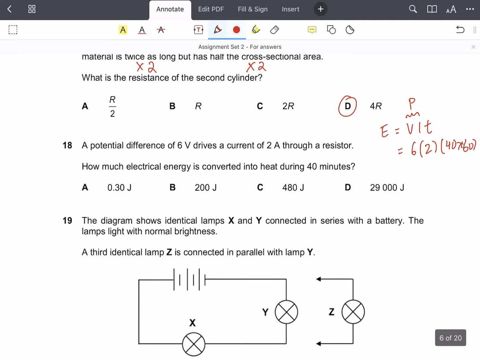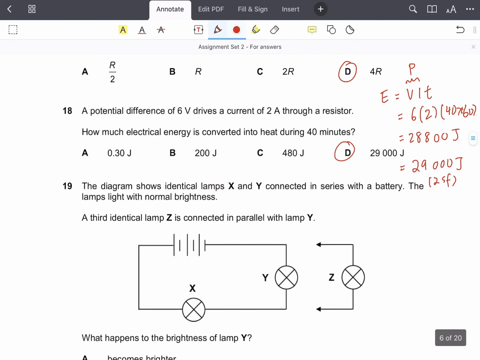Then after that you tell me, Miss Sabrina, don't have answer. The answer if you put inside calculator is 28800 joules. But you must remember O level, usually in the options they only give you answers in two significant figures. So actually the answer is already there, but it's just in 2SF. You must remember that in O level, sometimes they don't give you the exact answer that you see in calculator. They can give you in 2SF.